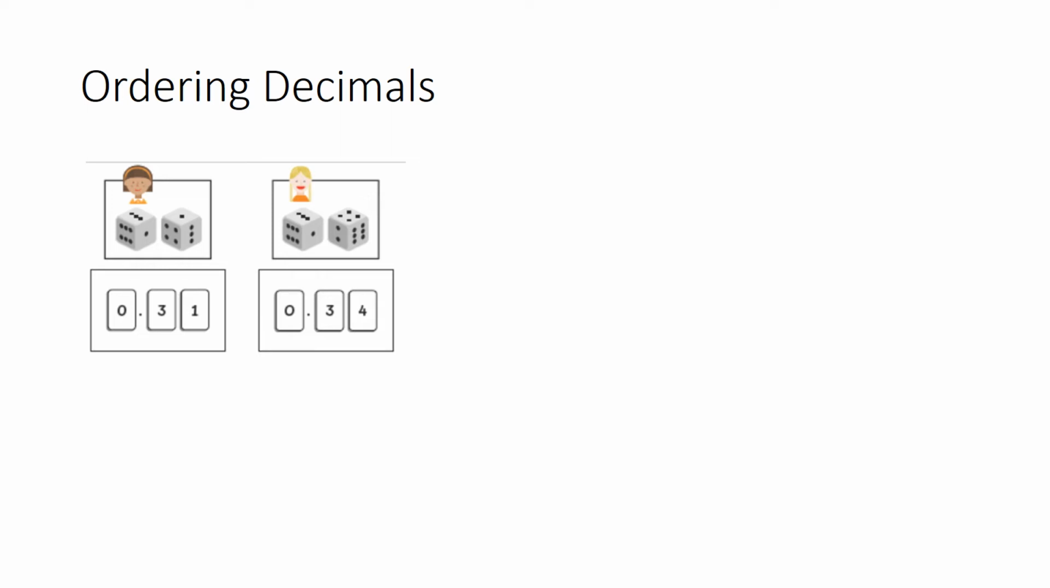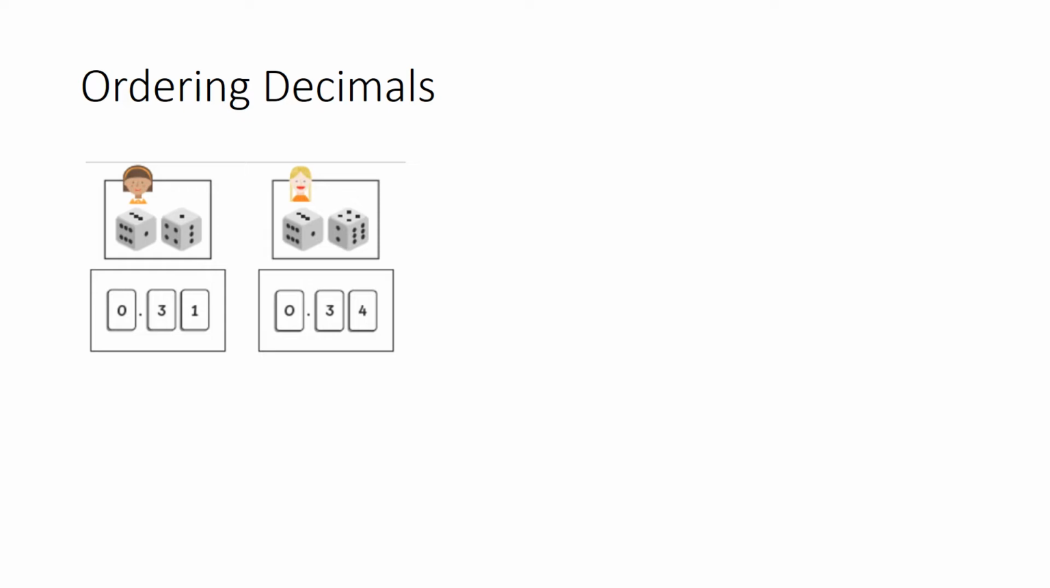Hello, today we're carrying on from Miss Sorlow's lesson and we're ordering decimals. So here I've got Amna and I've got Peggy, and they have both produced two decimals. They've thrown a dice and they've come up with two decimals. Amna has come up with 0.31 or 31 hundredths, and Peggy has come up with 0.34 or 34 hundredths. They want to know which one is the largest out of the two decimals.